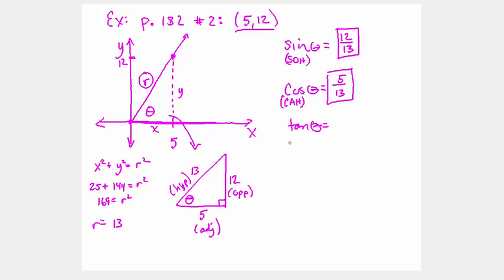And of course then tangent, this is the TOA in the acronym. Tangent is opposite over adjacent, so opposite is labeled as 12, and adjacent is labeled as 5.